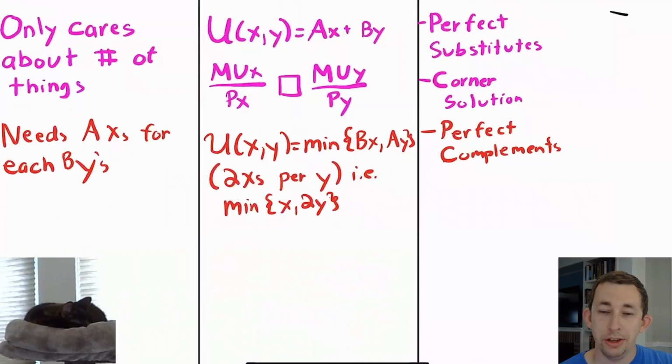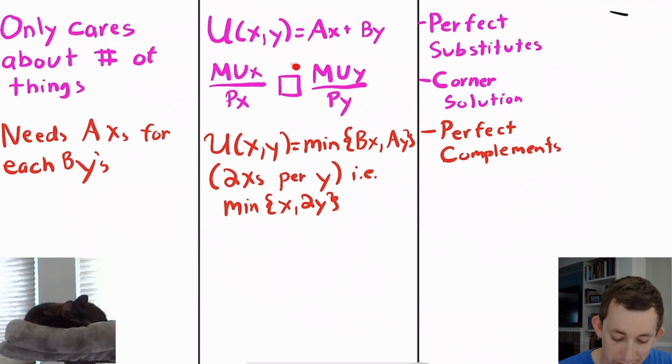When you hear the words, particularly this is useful for a word problem, that someone only cares about the number of things that they have, you should instantly be thinking about perfect substitutes. Again, this a and b in front of the x and y don't have to be 1 and 1, but you should know that what we're comparing is the marginal utility of x over px to the marginal utility of y over py. If marginal utility of x over px is greater, we buy all of x. If it's less than, we only buy y. And if it's equal, we don't care. We just want to spend all our money.